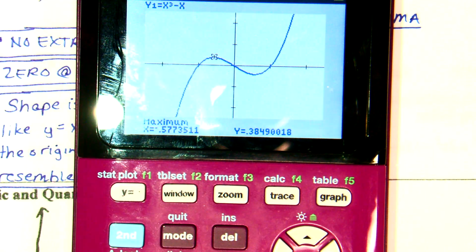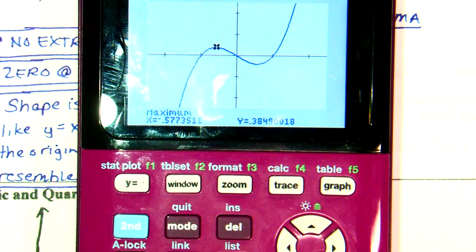Okay, did you guys get the same max I did? I realize probably because of the glare my virtual class probably can't see it, but the x value is -0.5773511 and the y value is 0.384900018, something very similar to that. If I go 2 decimal places, that puts the max at the ordered pair -0.58, comma 0.38.